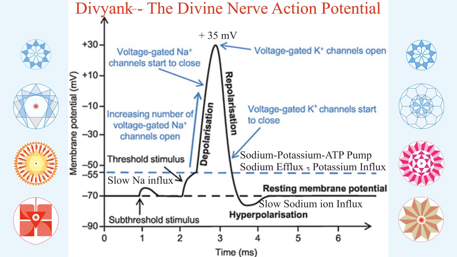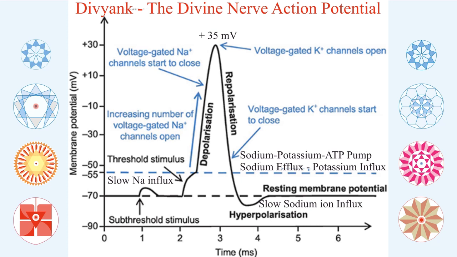When it comes to 35, no more sodium can get in, so sodium channels close and potassium channels open up. When potassium channels open up, that means potassium is going to get out of the cell. There is efflux of potassium. When potassium comes out, naturally the charge will start becoming negative again. That fall from positive 35 is called repolarization. Increasing is called depolarization, reducing is called repolarization.